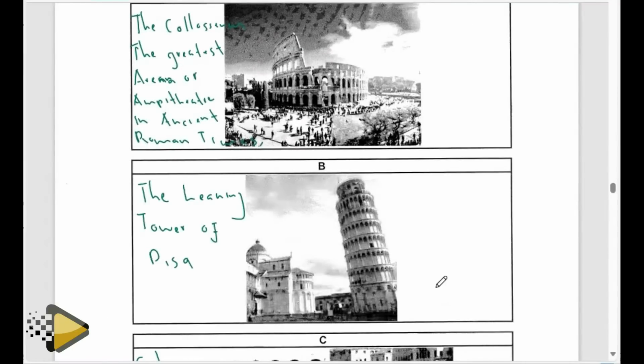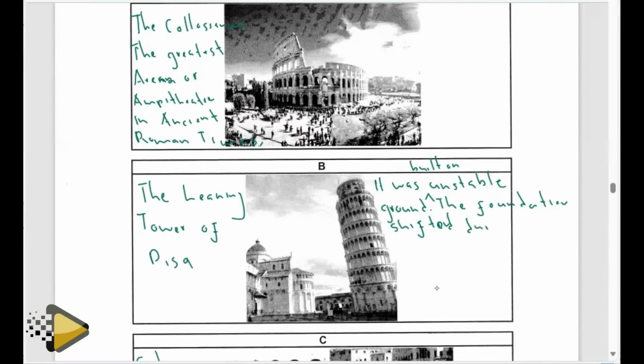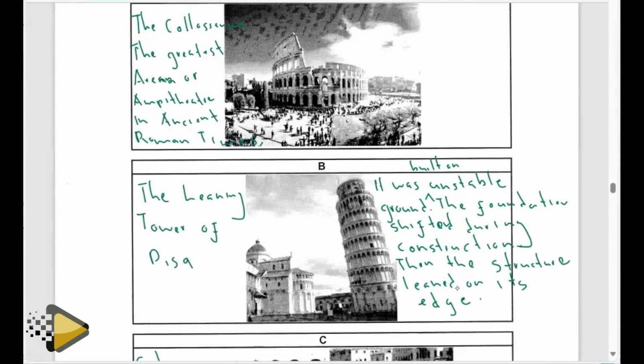Then if you move on to the next one, the Leaning Tower of Pisa, it was built on unstable ground. You can actually say that the foundation of the tower shifted during construction as a result of water seepage. During construction, the structure leaned on its edge, and it has been like that for several centuries.